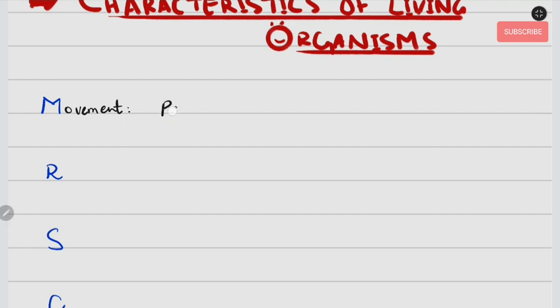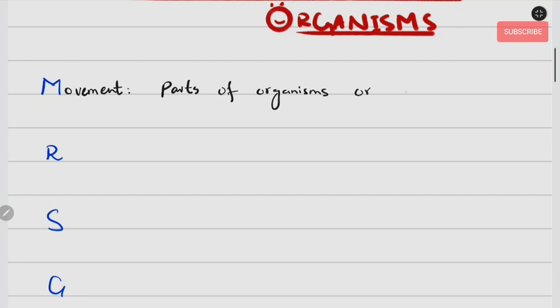Parts of organisms in case of plants, or the organism as a whole can move, right? As you know, the animals can do locomotion, right? Locomotion is when the whole organism moves from one position or one point to another point in space.